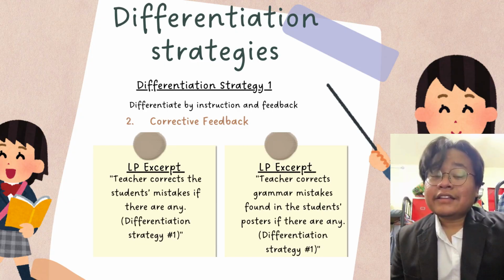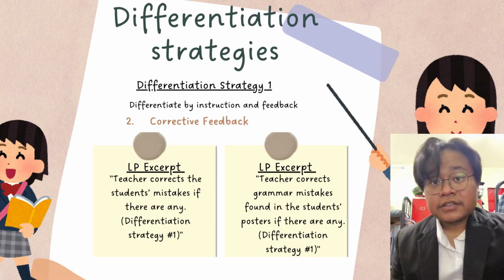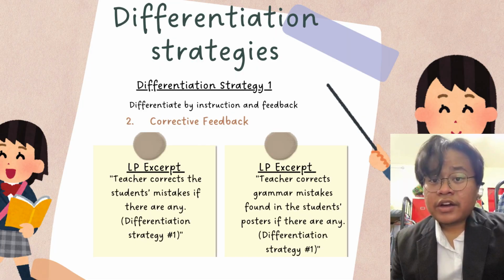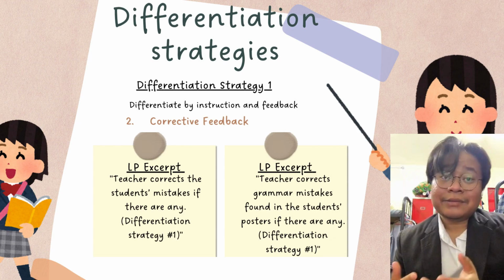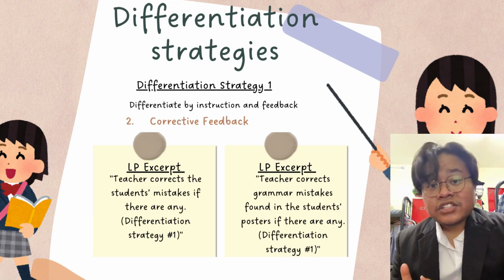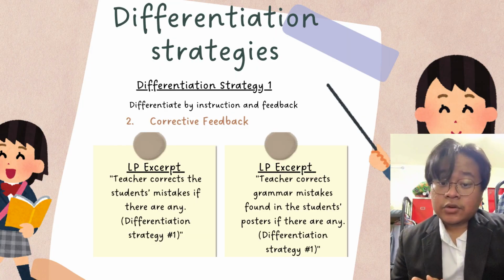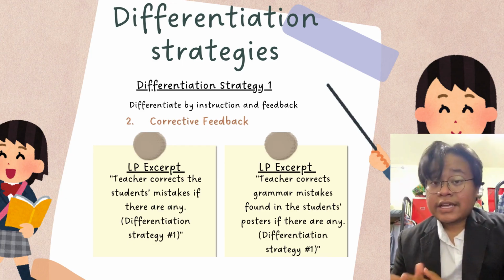Secondly, this differentiation strategy is also achieved through corrective feedback. So how is it connected? The strategy involves checking understanding and providing specific feedback on errors. For example, based on the lesson plan, the teacher corrects the student's mistake if there are any. And secondly, the teacher corrects grammar mistakes found in the student's poster if there are any. So both showcase how this differentiation strategy is used in this lesson plan.